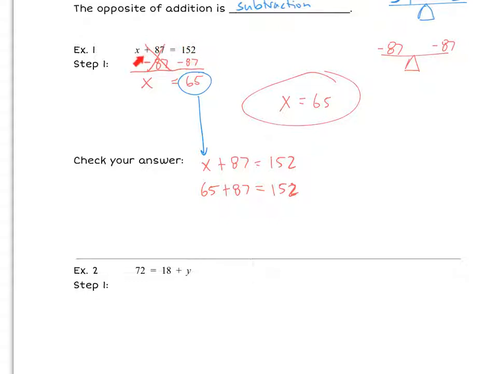So what I want you to write is this stuff right here. And then I want your answer circled. This stuff you can do on your calculator. So check your answer, just to check it. If you got the wrong answer, then you probably made a mistake somewhere.